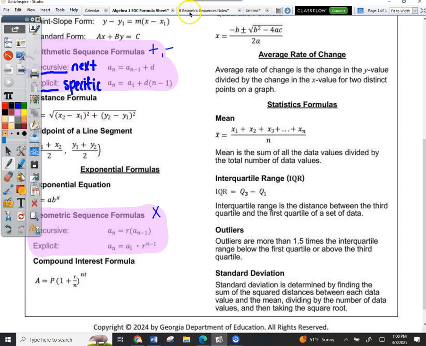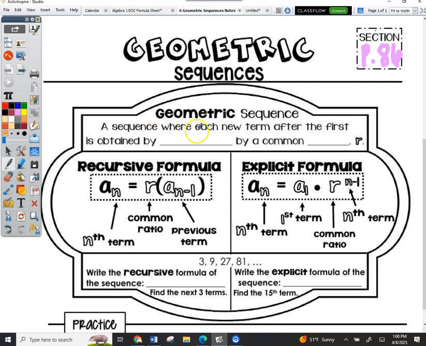All right, so let's dive into the notes. A geometric sequence is where each new term after the first is obtained by multiplying by a common ratio, R. Common ratio, R. That common ratio, if you have highlighters here, it would really help to color code stuff. That common ratio is going to appear in both possible formulas, because that's the difference between the numbers. Now, you might be thinking, well, what's the difference in terms of explicit and recursive?